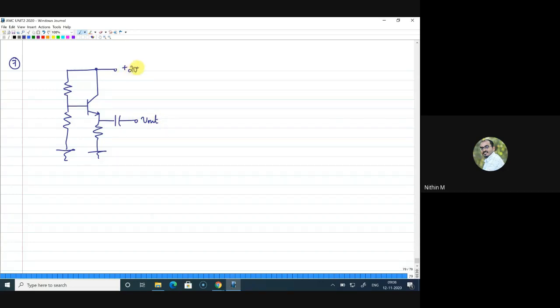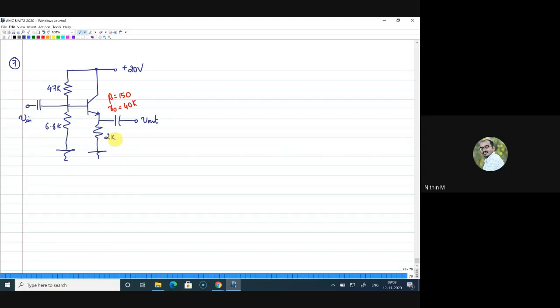This is plus 20 volts. This is 47K. This is 6.8K. And here you are applying the input. This is V in. And the other data about this transistor: beta is 150, r naught is 40K, and the emitter resistance value is 2K.